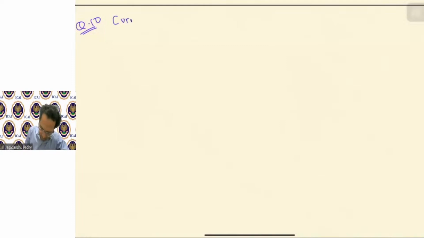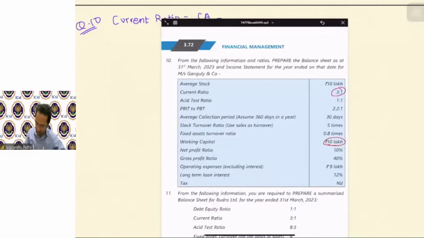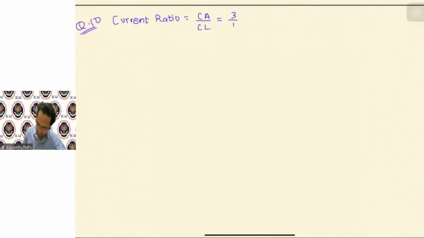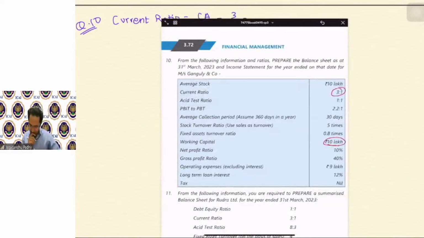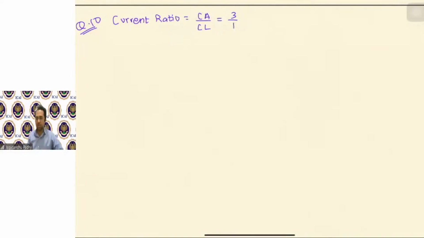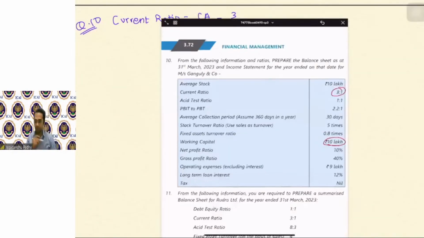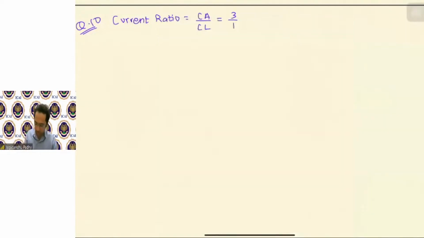First of all, current ratio. Current ratio is current asset upon current liabilities. Current asset upon current liabilities is 3:1. Now, do we have any individual value of current asset or current liability? No. So let's try to connect both of them with the help of a simple equation. We'll say current asset is 3 times of current liability. Let's make it equation number 1.